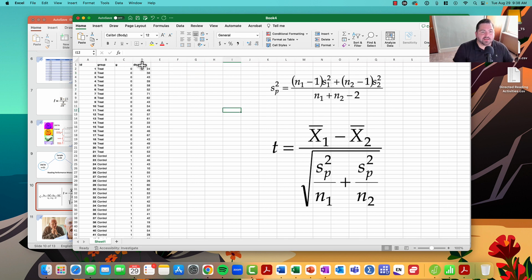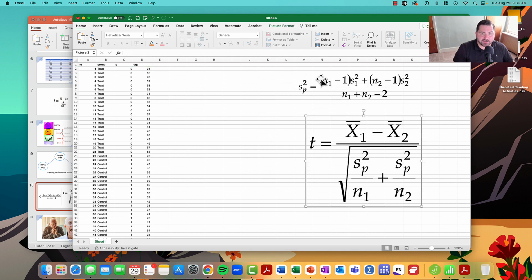I can see that my dependent variable of interest, which is my reading performance, is reflected with this DRP variable here. And so in order to calculate the values that I need to generate pooled variance, there's a couple of pieces that I need, right? I'm going to need the sample size and the variance of group 1, and I'm going to need the sample size and the variance of group 2. I also see later on, I'm going to need the mean of group 1 and the mean of group 2. So I might as well calculate all of those together.